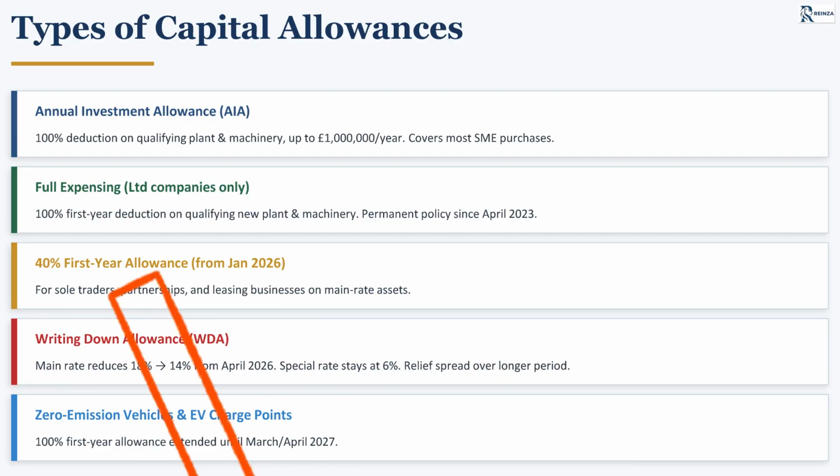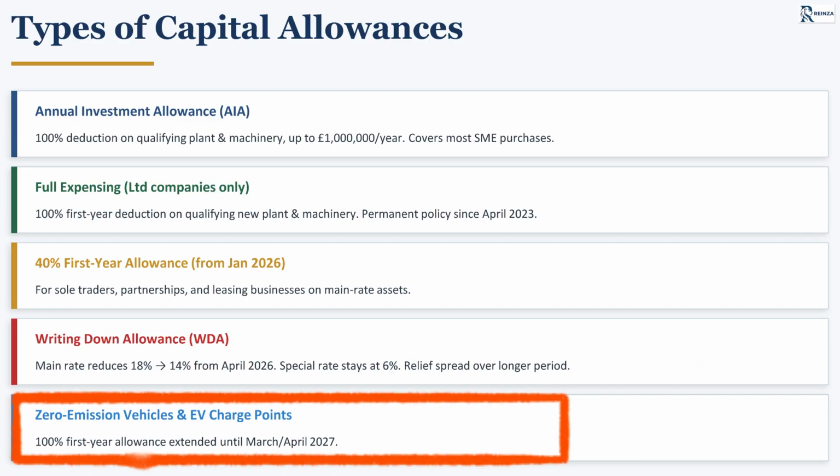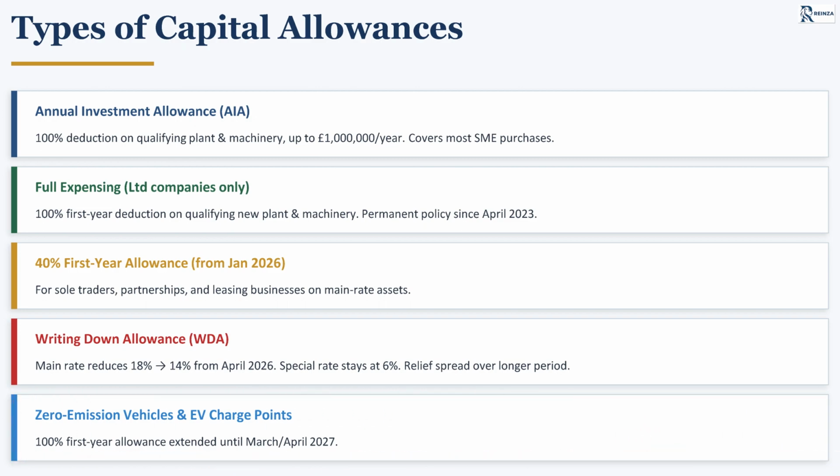And fifth, zero-emission vehicles and electric vehicle charge points continue to qualify for a 100% first-year allowance, which has been extended until March or April 2027, depending on your accounting period. The key takeaway is that most SMEs should be able to get full tax relief on their capital purchases in the year of purchase, thanks to the generous AIA limit of £1 million.